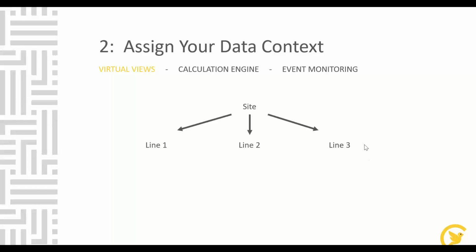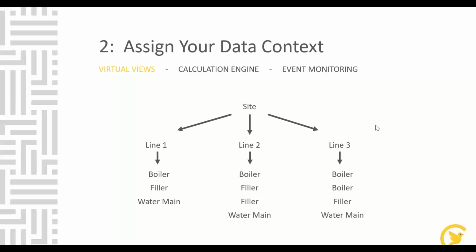But in some scenarios, you may have a site with multiple production lines, and you may also have multiple sites. For example, in this scenario, you've got line 1 production line with a boiler, a fueler, and a waterman. You've got a second line with a boiler, fueler, and waterman, and line 3 with a boiler, fueler, and waterman. So these are the sensor data or equipment in the different production lines.